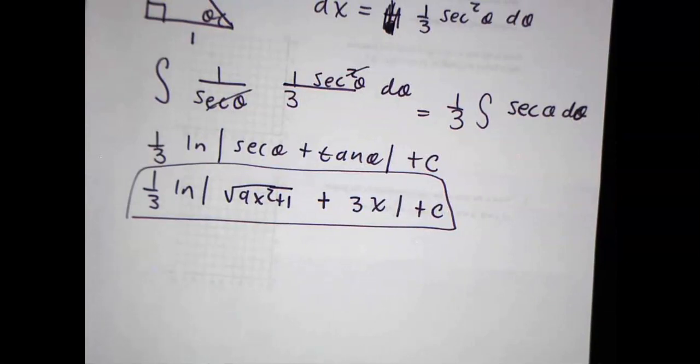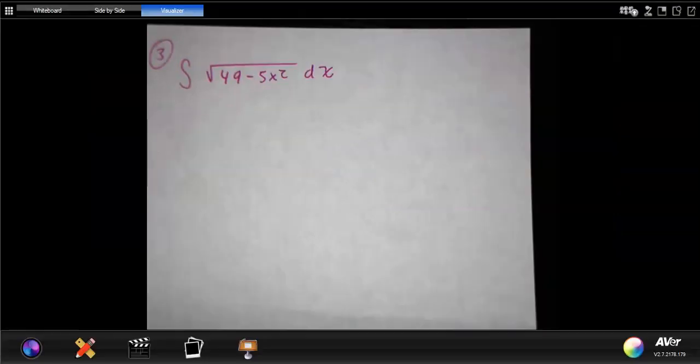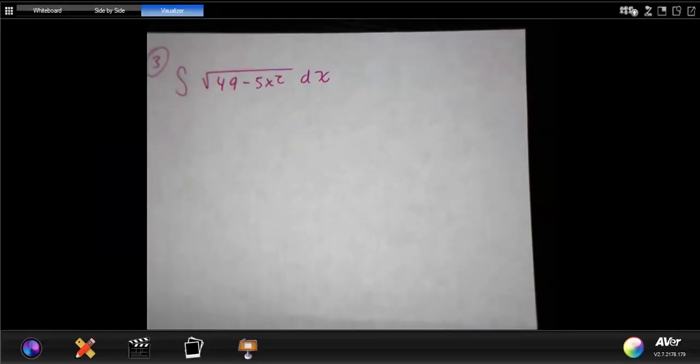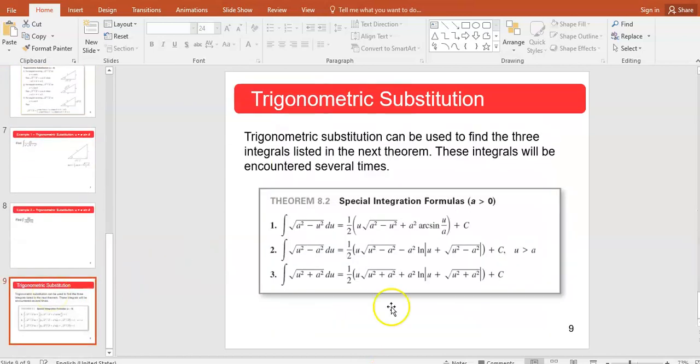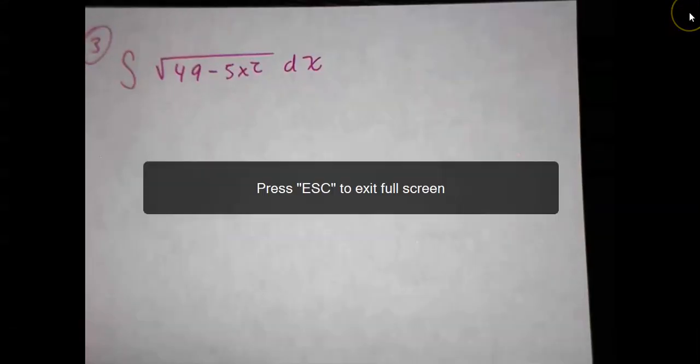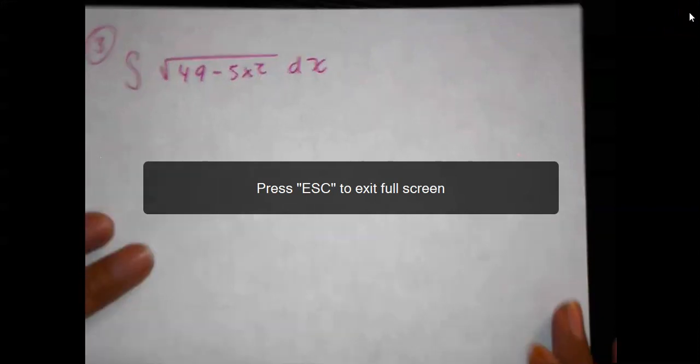Okay, I got one more example, and then we'll call it a day. For this next example, even in WebAssign, it will tell you to use the formulas. What formulas are they talking about? The formulas right here. If you have the square root of a squared minus u squared, or the square root of u squared minus a squared, or the square root of u squared plus a squared, we can use these formulas that we're given. In this case, I don't have a fraction, I only have this right here. So we need to identify what is a and what is u.